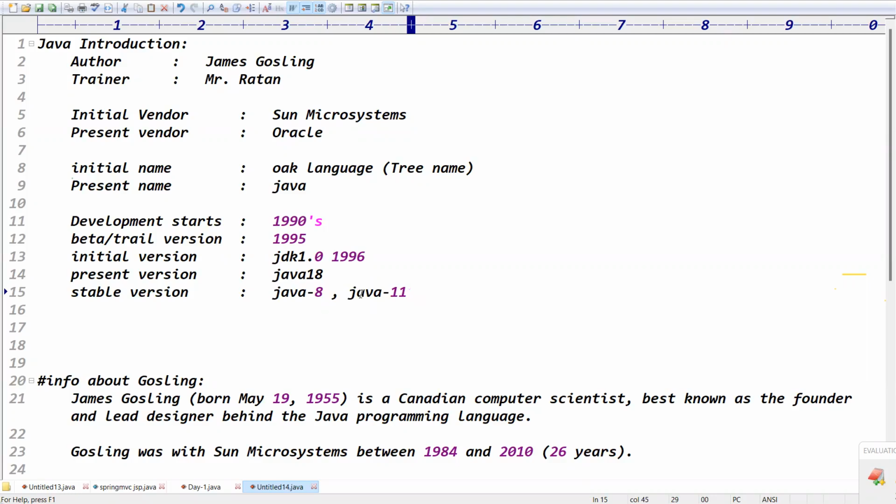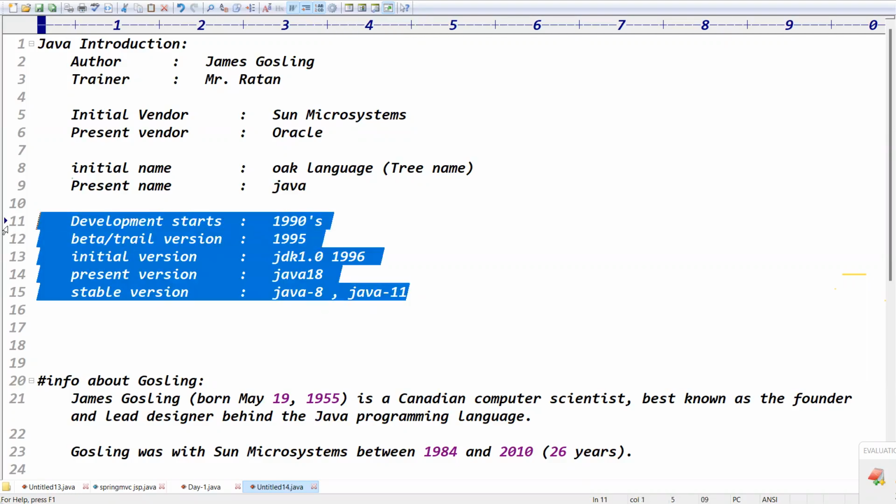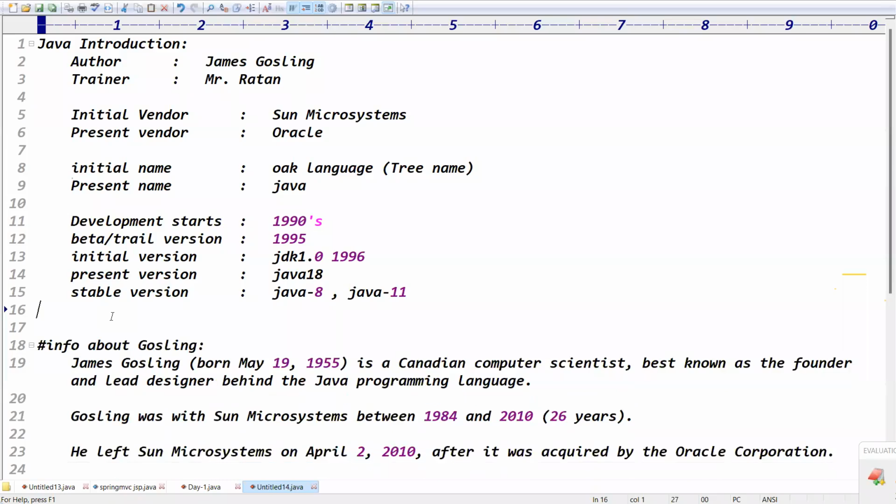Yes, you got the point, right? Stable versions are still Java 8 and Java 11, right? Exactly. Java development started in the 1990s. Beta versions came in 1995. It means it took almost how many years? 5 years, right? Almost 5 years to complete development. They released an official version in 1996. The present version is Java 18.